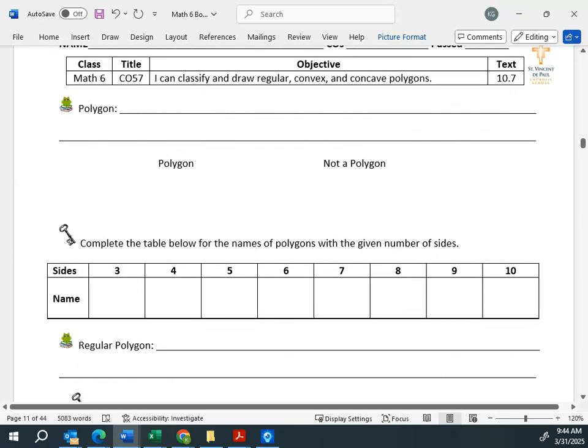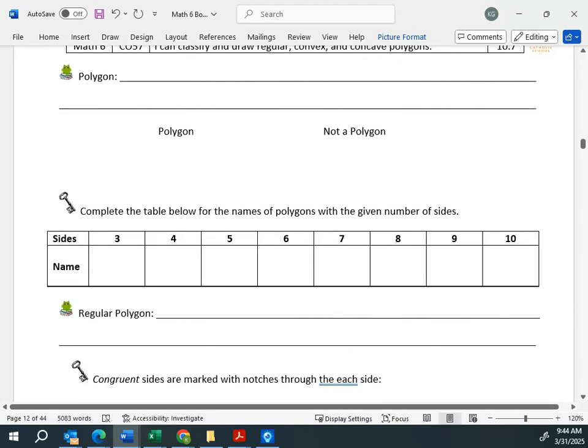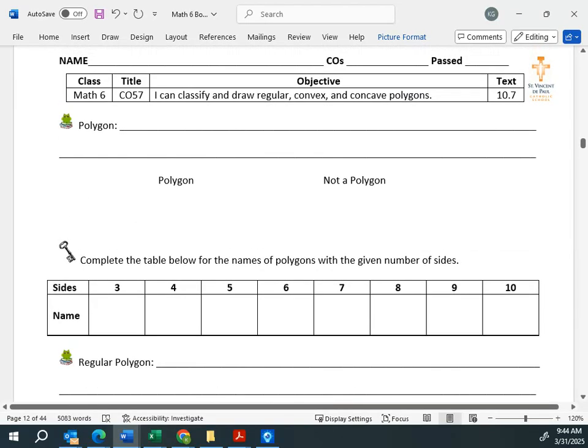CO 57, regular, convex, and concave. We need to know what those mean. First, is it a polygon or not a polygon? Polygons are closed. Polygons only have straight lines, no curves, and they don't cross themselves in the middle.